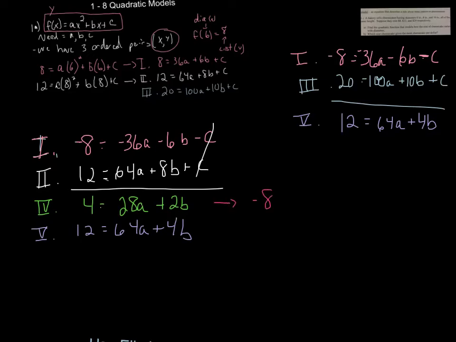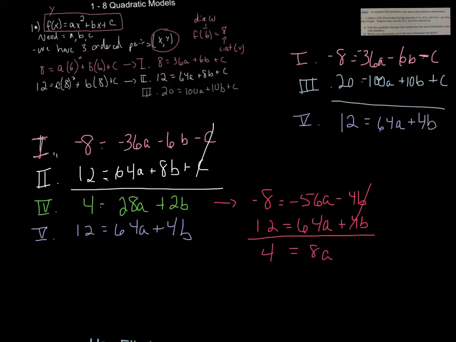So -8, -56a minus 4b, and the bottom, 12. I should have written this in purple. My apologies. Plus 4b. And the b's are gone. -8 plus 12 is 4. That's 8a. And look here, a must be 1/2 when you divide by 8.